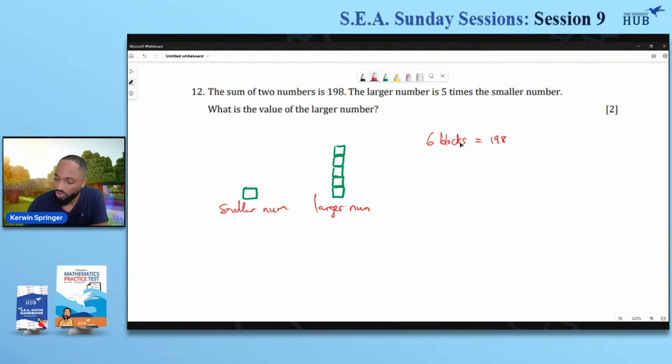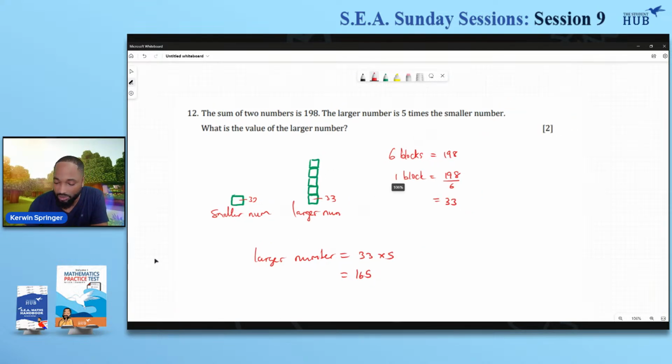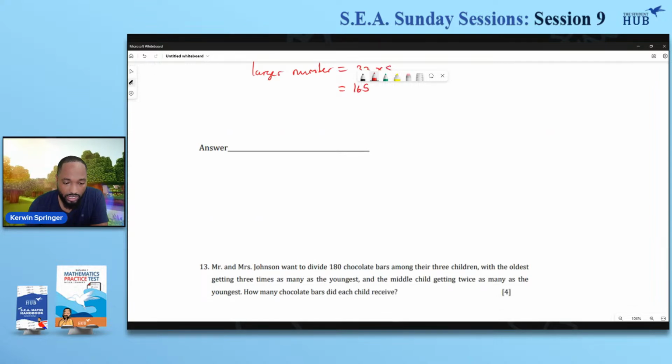So 6 blocks is equal to 198, and 1 block or 1 part would be 198 divided by 6, and that is 33. So each one of these blocks represents 33. So what is the value of the larger number? The larger number is 33 times 5, which is 165, which is what Maya is telling me. And Sylvia is saying that's a good thing.